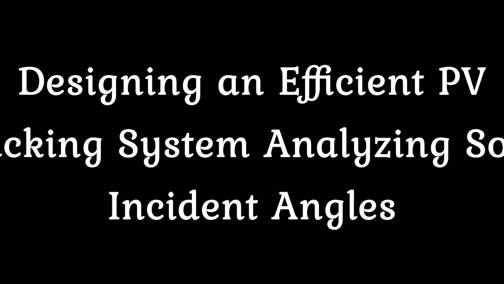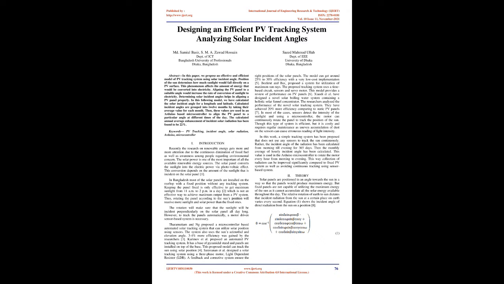Designing an efficient PV tracking system analyzing solar incident angles. Abstract: in this paper, we propose an effective and efficient model of PV tracking system using solar incident angle. The position of the sun determines how much sunlight would fall directly on a PV surface. This phenomenon affects the amount of energy that would be converted into electricity.